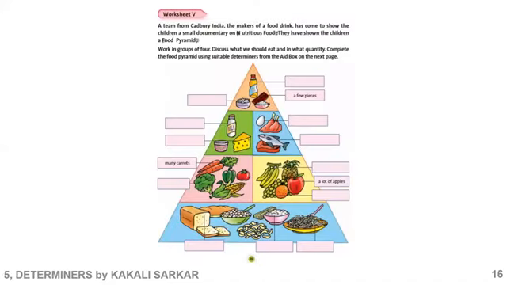Worksheet 5. Here you can see a food pyramid. So this food pyramid is focusing that for good health we should eat a balanced combination of food. Here in this food pyramid you can see so many pictures of food items, right? Oil, sugar, this protein belt, the fruits and vegetables and cereals. So we should eat a balanced diet.